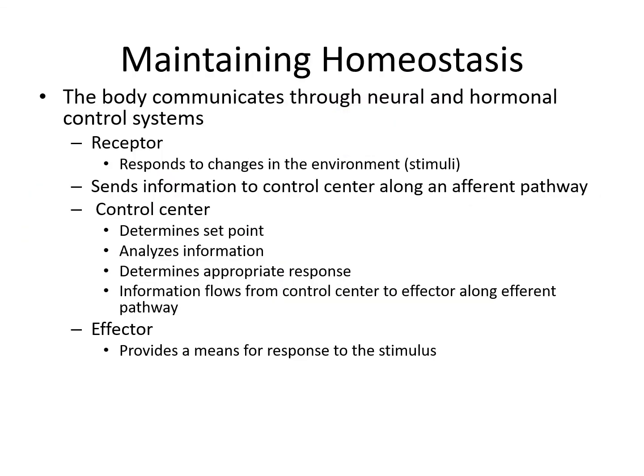Okay, so this is just kind of what I had talked about before in the other slide, that the receptor is going to be involved in responding to changes in the external environment. It is going to send that information to the control center along an afferent pathway. Again, A for accepting because it's accepting input from the outside. The control center can be the brain or the spinal cord, and this analyzes the information, determines the appropriate response, and then it's going to send that information from the control center to the effector along an efferent pathway.